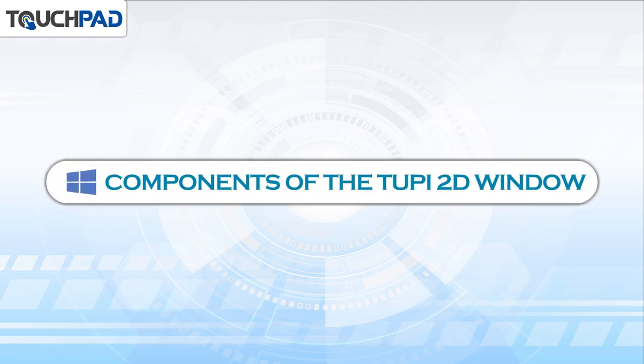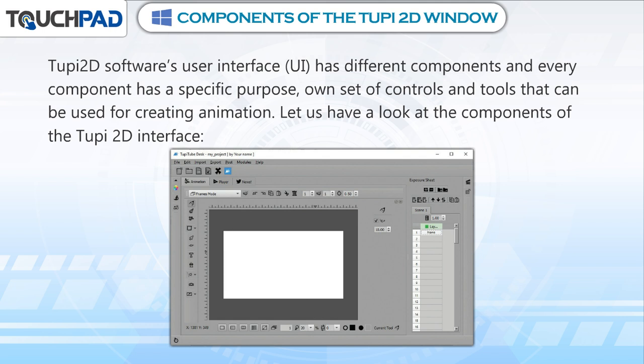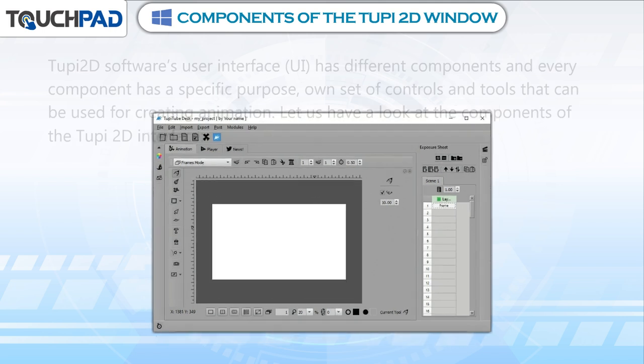Components of the Tupi Tube 2D window. The Tupi Tube 2D software user interface (UI) has different components, and every component has a specific purpose. Each has its own set of controls and tools that can be used for creating animation. Let us have a look at the components of the Tupi Tube 2D interface.